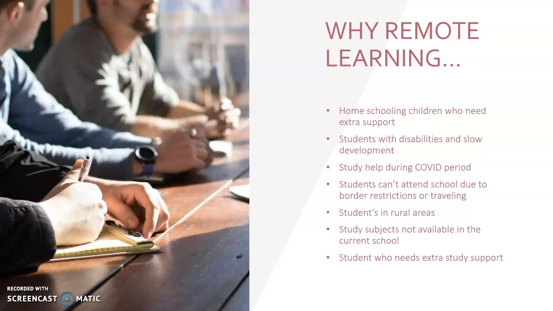Across Australia, there are around 20,000 homeschool students. The Australian homeschooling community is increasing over the years. The biggest growth in the homeschooling number is coming from children who do not fit the system, mostly on the autism spectrum. Students with disabilities and slow development need special attention and individual sessions.